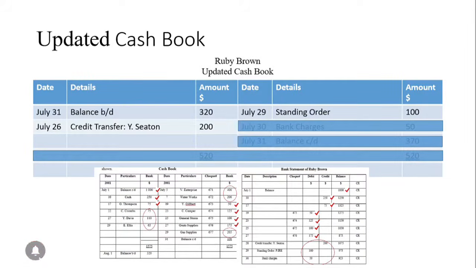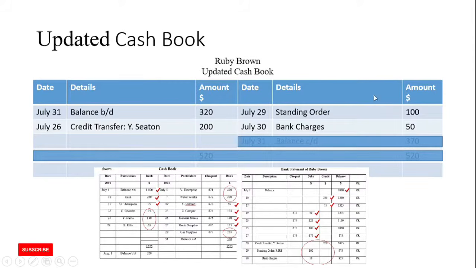Then you have a standing order. Remember what standing order means? You give the bank permission to make payments on your behalf. So standing order will always come on the credit side of the updated cash book, because it's always money leaving your account. And if you remember, it was on the debit side of the debit column of the bank statement, sorry. Right, and then you have bank charges. Again, bank charges will always be on the credit side of your updated cash book or your cash book, because it is money again leaving your account.